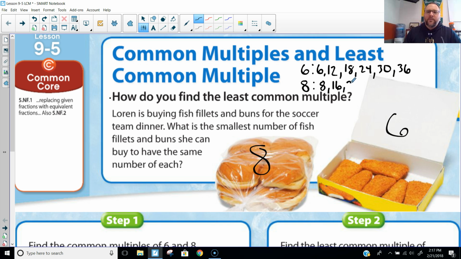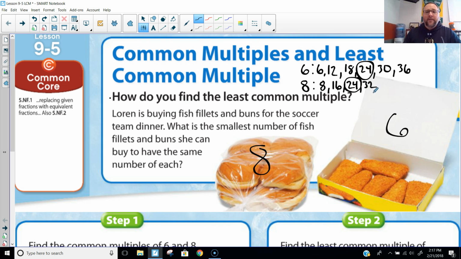8 times 3 is 24. Oh, and I'm going to stop right there. I could keep on going, right? I could go to 32. But I know that I have a common multiple right here. 24 is in both 8 and 6's lists of multiples.